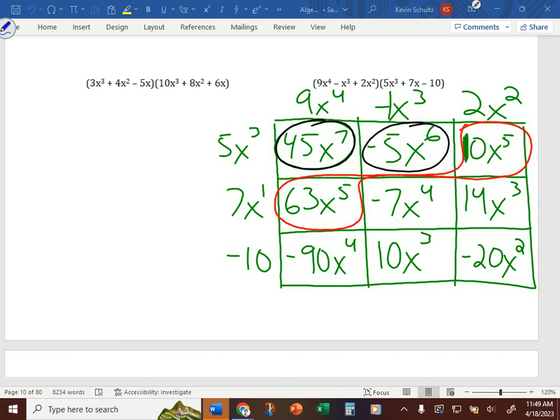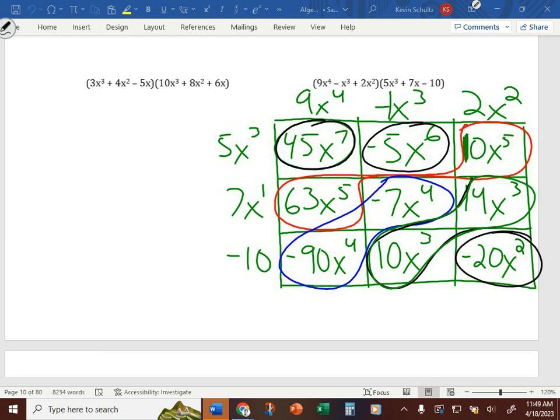Our x to the 4th, we can simplify these. These are right next to each other there. We also have x cubed. We can do that. They're right next to each other there. And then we have our standalone x squared term, which can't be combined with anything else.